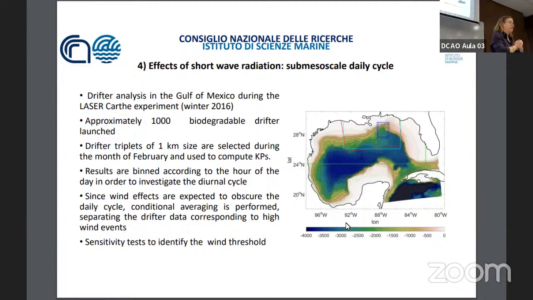During an experiment in 2016, we released a very large quantity of drifters, 1,000 biodegradable drifters, and we selected very small scale triplets of 1 kilometer size in the month of February, so also related to some wind events that we will see. And the results were binned per hour to reconstruct the cycle of the kinematic properties for each hour of the day. And since we had wind effects, we clusterized the results according to the wind speed magnitude, and we compared the kinematic properties variability during the day according to the different wind conditions.